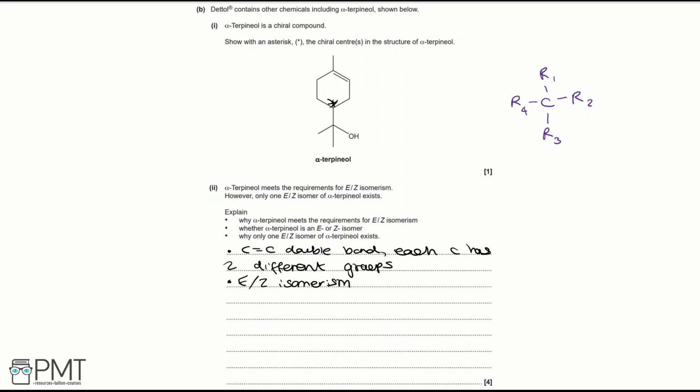So EZ isomerism is linked to high priority groups. That means you determine if it's E or Z based on the priority of the groups. So we need to look at our compound and determine where the highest priority groups are. The highest priority group is here and here, because we've got a hydrogen attached and a methyl group attached, and they are lower priority than the rest of the ring system. And so as both priority groups are on the same side, it's a Z isomer.